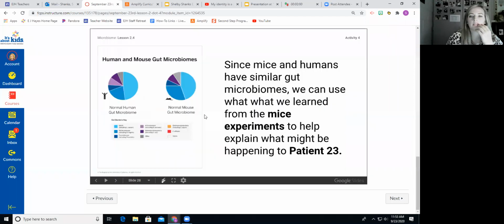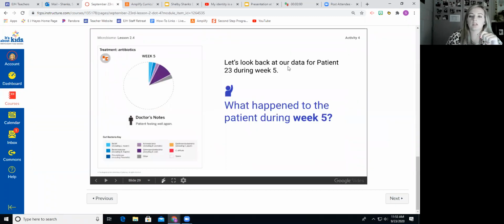So activity 4, since mice and humans have similar gut microbiomes, we can use what we learned from the mice experiment today to help explain what might be happening to this patient 23. All right, so these are the normal gut microbiomes. We're going to look back at data from patient 23 during week 5.